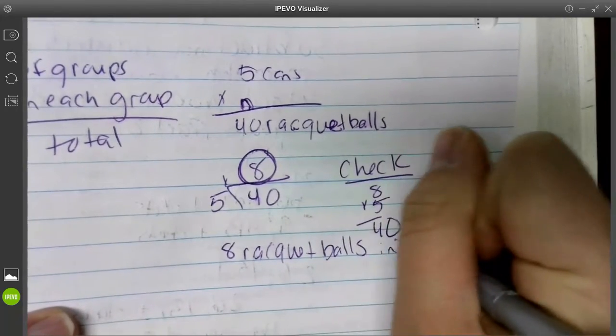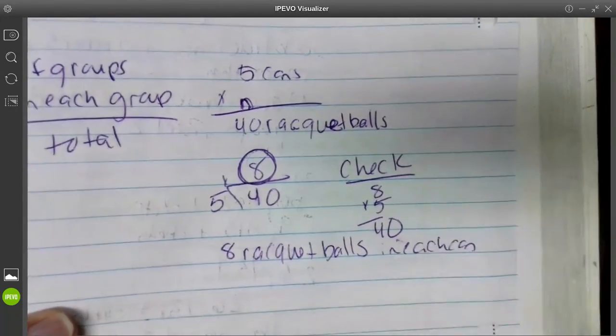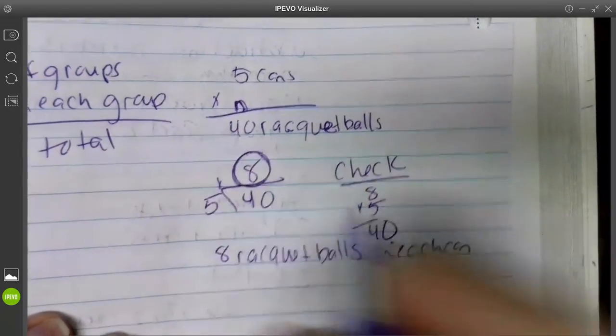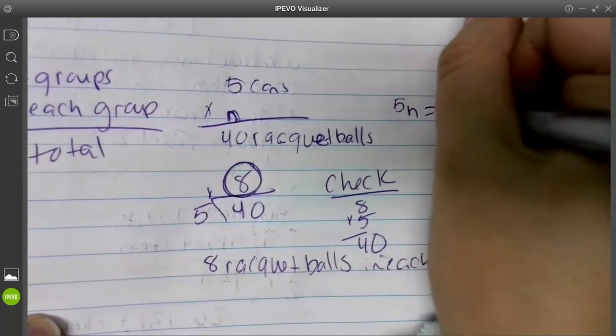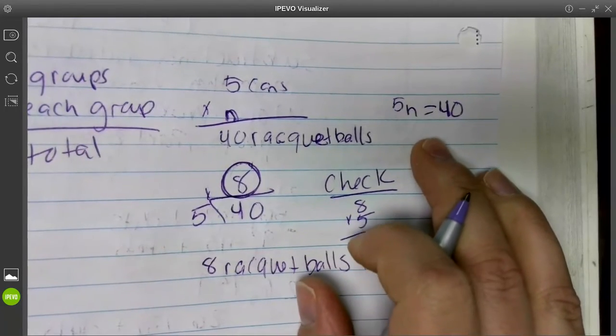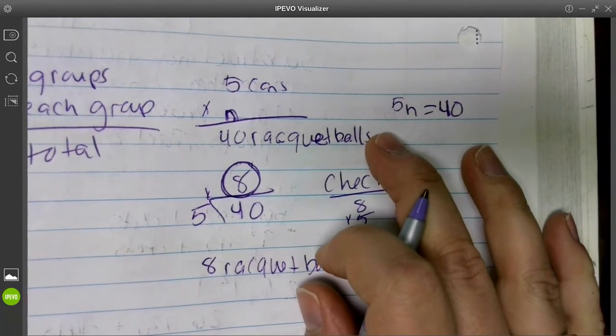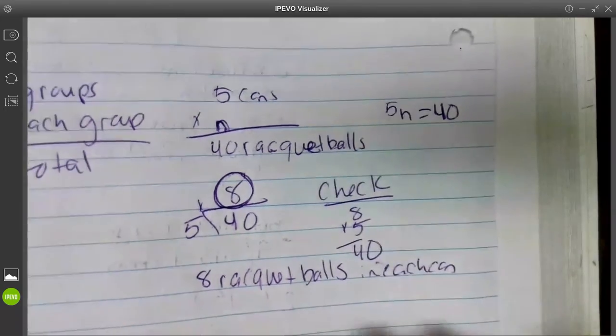in each can. And another way you could write this kind of problem, and we've seen this before, 5n equals 40. So you can also write it that way. That shows that it is an in each problem. You're welcome to do either way.